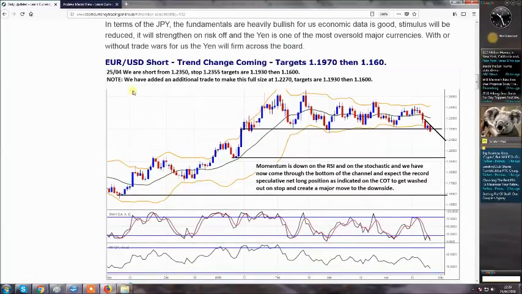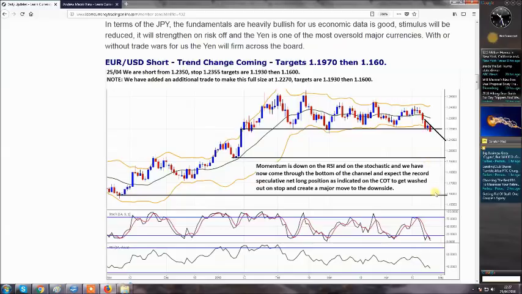Now, the first pair, Euro USD, I've done a full video on this one, so I'm just going to be brief. But we were in at 123.50, and we only did half size. We wanted to add in another contract on a break of 121.70. Just come through the level, and we're looking for 119, then 116.